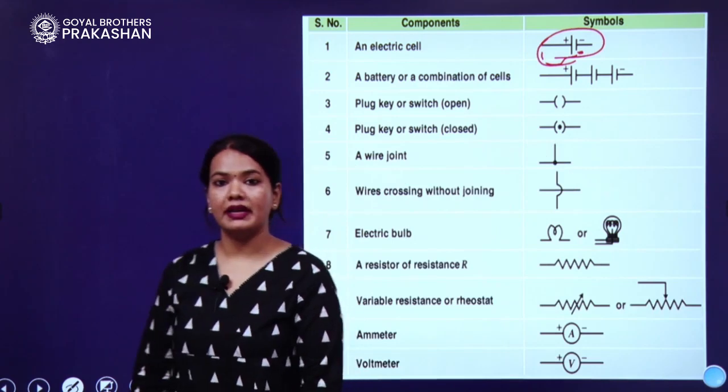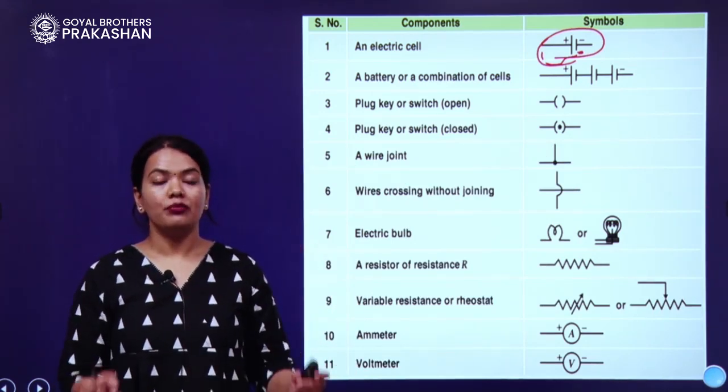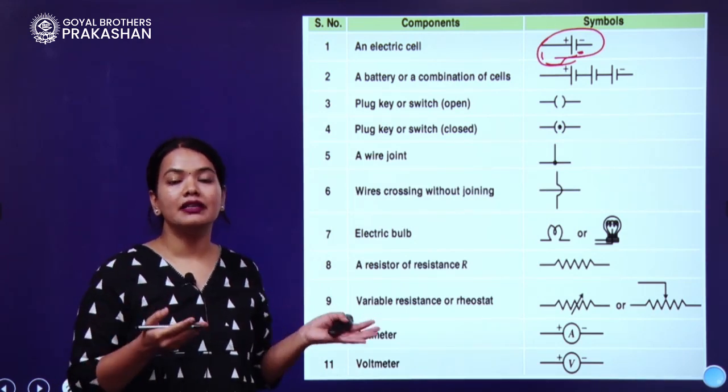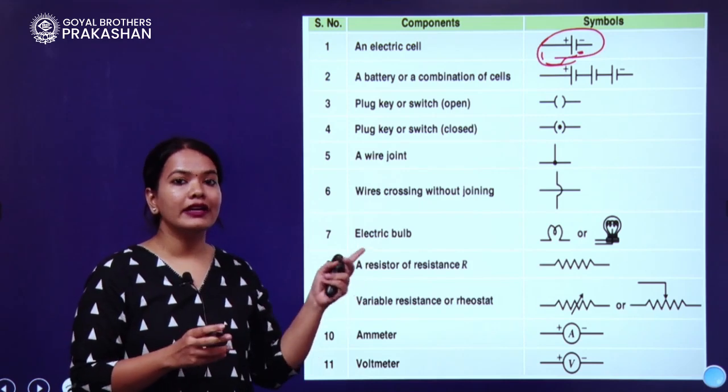Your next component is battery. So battery, or a combination of cells. Now battery is a combination of different cells. You have multiple cells that are connected together, giving rise to the battery. Now look at the diagram.